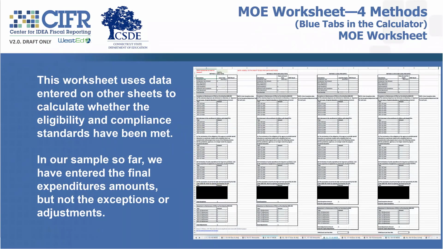So, speaking of formulas, let's go into the MOE worksheet, which are the blue tabs in the calculator. Since we're looking at FY 18-19, you can go to tab 15 or any blue tab for the MOE worksheet. This tab is where the magic happens, and it draws information entered so far, primarily from your amounts worksheet. It determines whether your LEA has met MOE with or without exceptions or adjustments. Looking at the page, all four methods are listed at the top of this worksheet. For example, method 1, local total, is columns A through C. Method 2, the combination, is columns E through G.